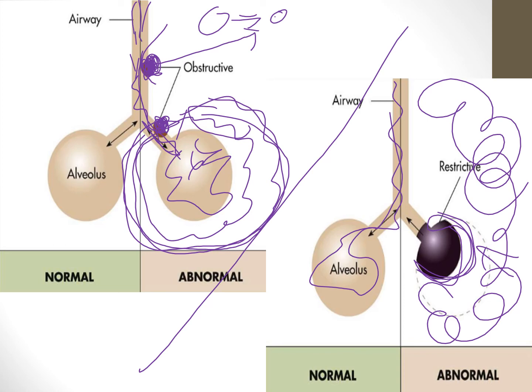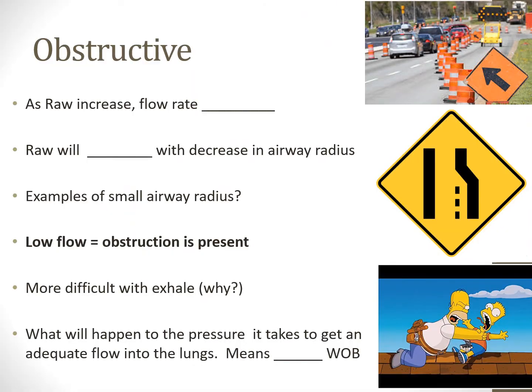So when we're looking at a pulmonary function test, we're looking at flow rate for an obstructive disorder, and we're looking at capacities and volumes for a restrictive disorder. If they have low capacities and volumes, we know there's a restrictive process going on. If they have low flow rates, then we know there's an obstructive process going on. So let's talk about the obstructive situation. I put some pictures over here on the side. Hopefully they help give you a mental image of what's going on here.